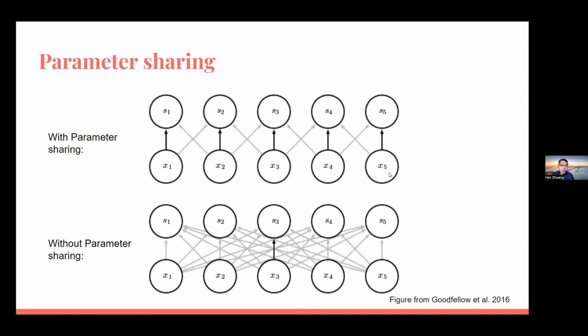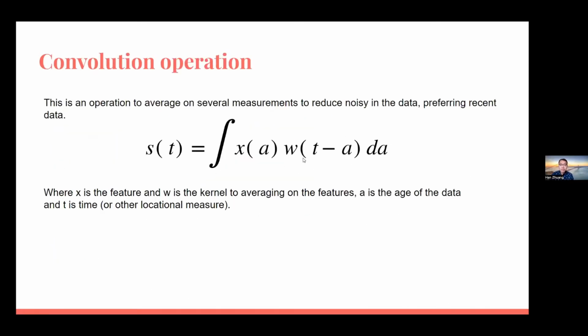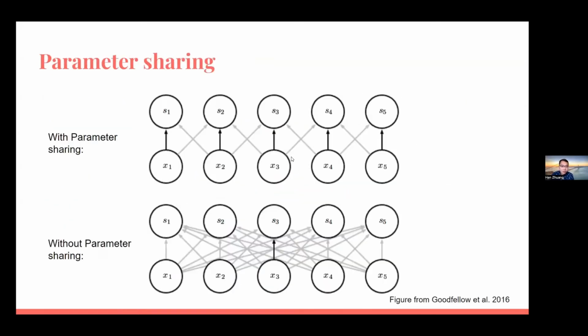And another interesting mechanism in convolutional neural network is parameter sharing. So parameter sharing is that, as we see here, we have this function, we are weighting, like we have a weight on the different data point, and we need to learn the parameter of how much weight we have. And here, with parameter sharing, all the neurons in one layer use the same parameter, but without parameter sharing, we have different parameter for each neuron in the layer.